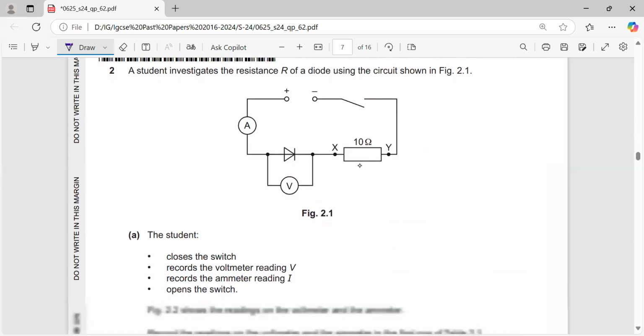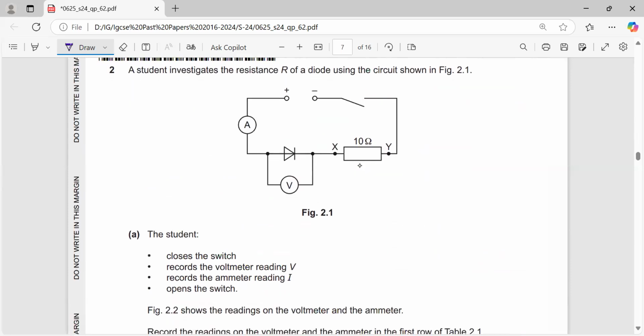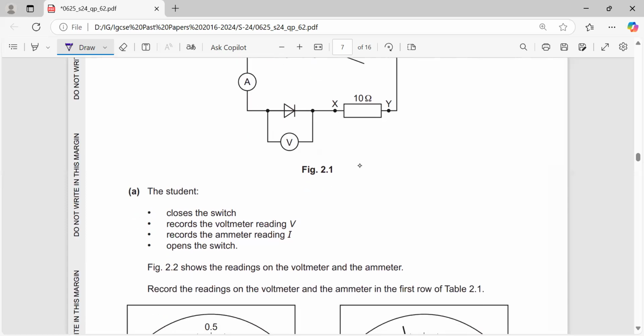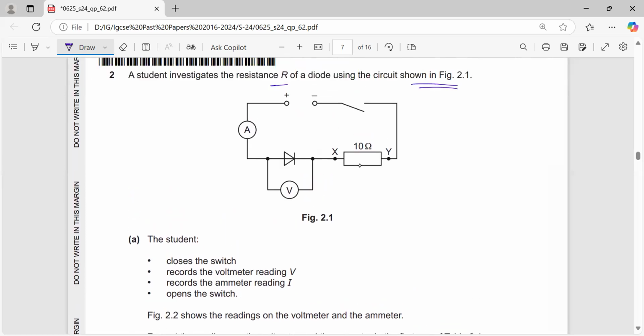Let's move forward to question number 2, which is of course on electricity. A student investigates the resistance R of the diode using the circuit shown in figure 2.1. And what is there? There is an emitter, a diode, a voltmeter across the diode, X and Y, between these points a 10 ohm resistance is connected, a DC power supply with positive and negative, and this is a switch.